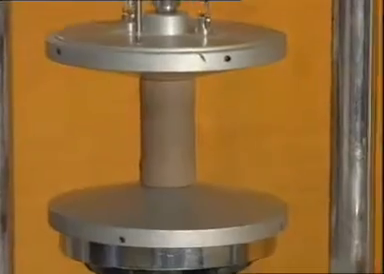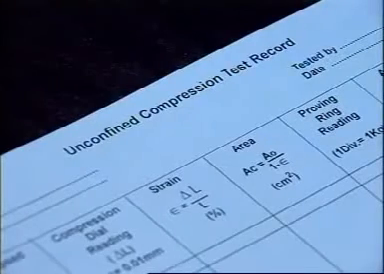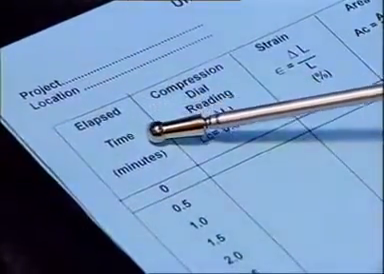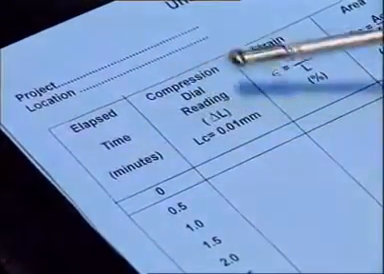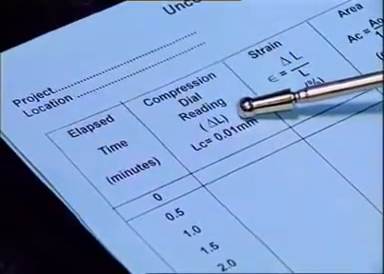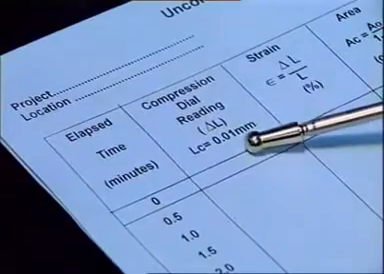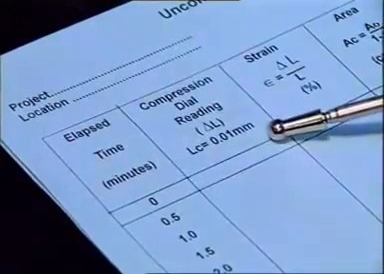Continue loading till the cracks develop on the specimen or the specimen has compressed by 1.5 cm, that is an axial strain of 20%. Record all the observations in the proforma. In the first column it is elapsed time. In second column it is compression dial reading del L, where least count of this dial gauge is 0.01 mm.